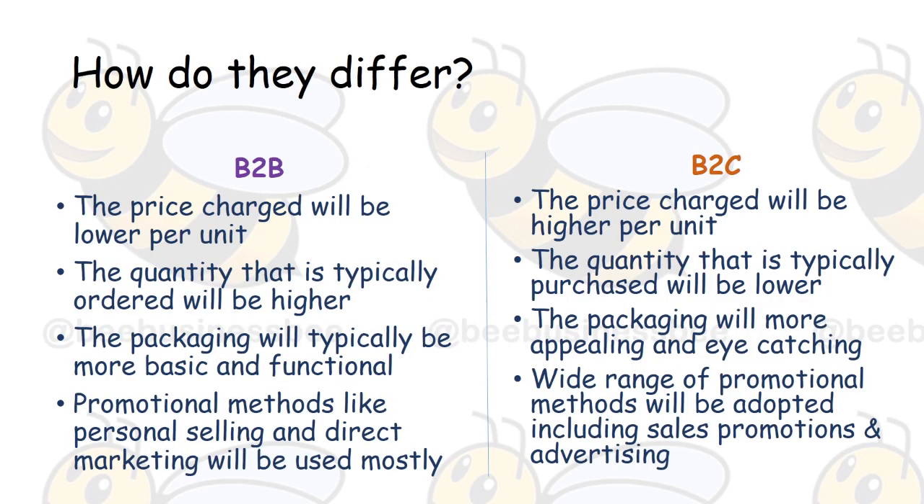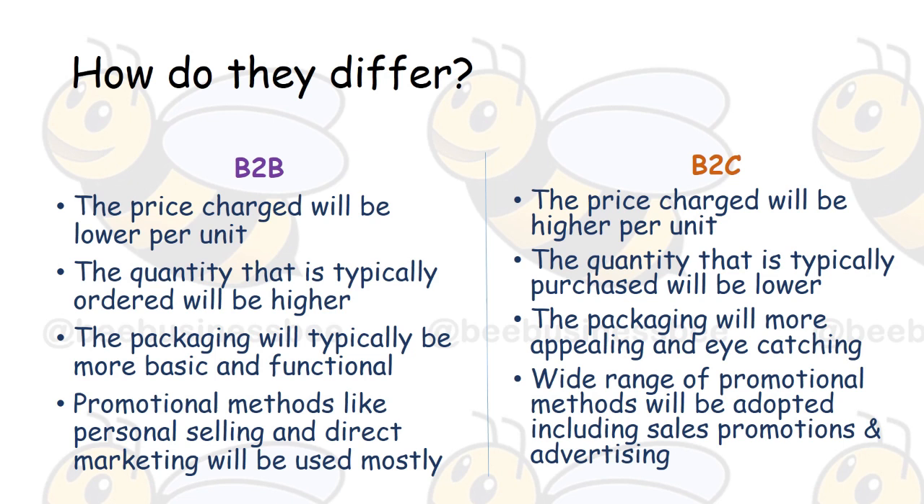So how do they actually differ? Well, the business to business market will typically have the price charged per unit being lower, whereas in the business to consumer market, the end price will be higher. And that's because of the profit margin that the retailer needs to make. However, in the business to business market, the quantity ordered will be typically higher, whereas in the business to consumer market, the customer tends to be purchasing less items. For example, they purchase one item, where the company or the shop might buy 1,000 items from the supplier.